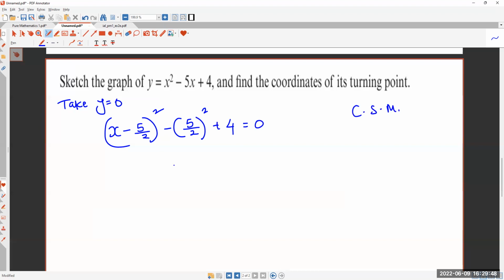Minus 9 by 4. So if it goes on the other side, what does it become? Plus 9 by 4. So if it goes on the other side, it becomes plus 9 by 4. Now there is a square here, na? If this square goes on the other side, what does it become?